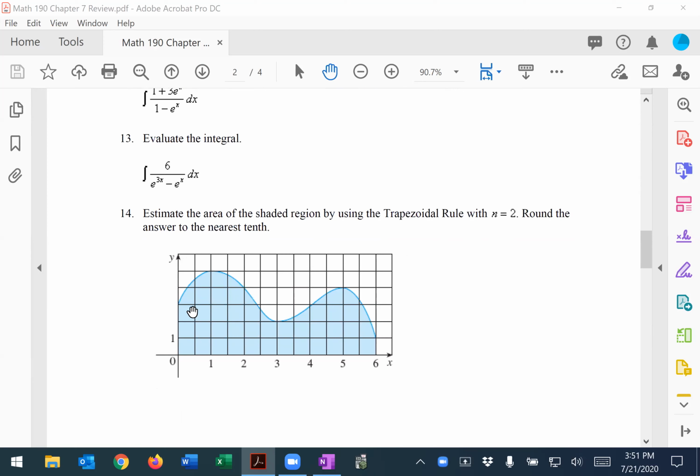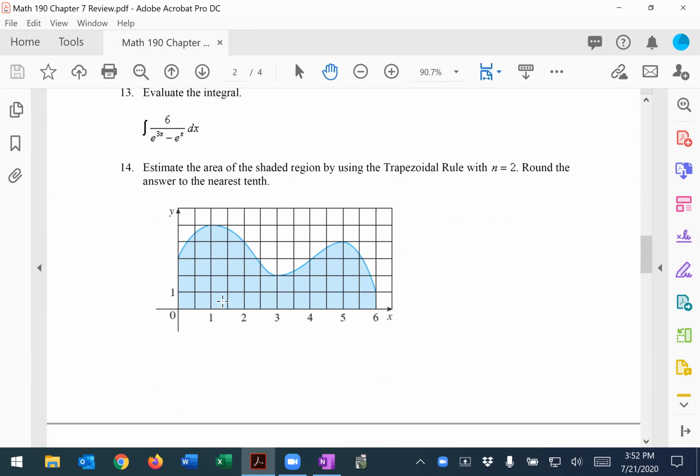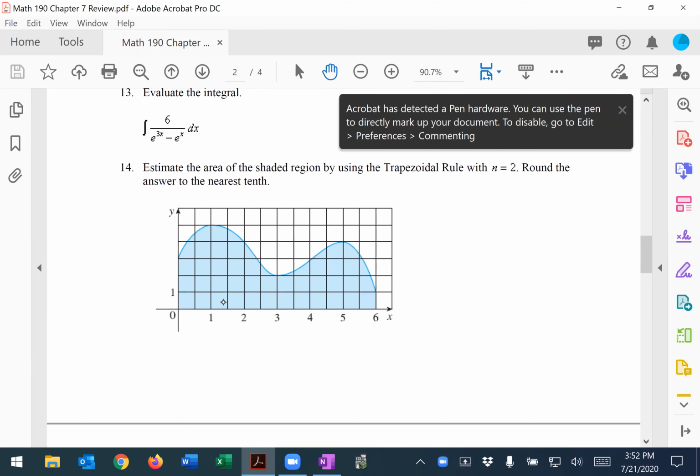So we're going to use the trapezoidal rule here, right, with n equals 2. I wish I could write on this. Can you annotate? Yeah, I can. Okay, perfect.